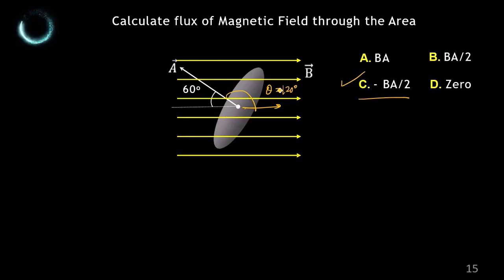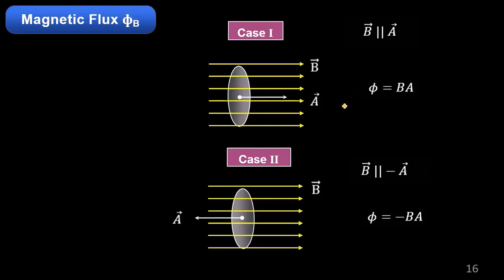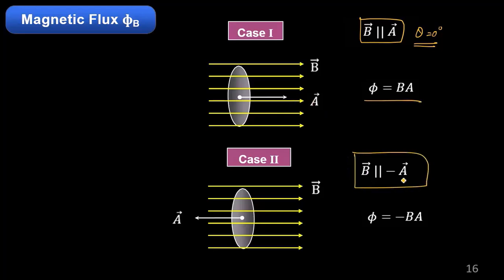So depending on the angle between the A vector and the B vector, the flux can be either positive or negative. Or it can also be 0 when the angle is 90 degree. If B is parallel to A, theta equals 0 degree, so phi equals B into A. If B is anti-parallel to A, so B is on the right side and A is on the left side, theta equals 180 degree. For this theta, phi should be equal to minus BA. So it can be a positive number or a negative number.